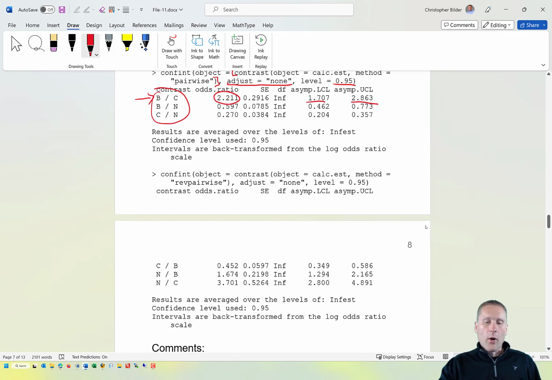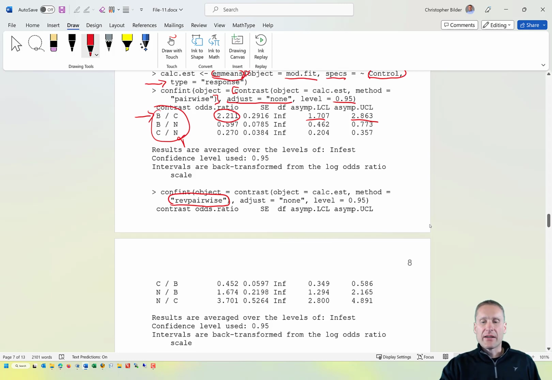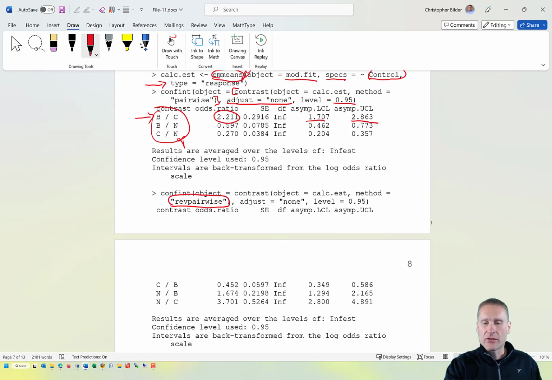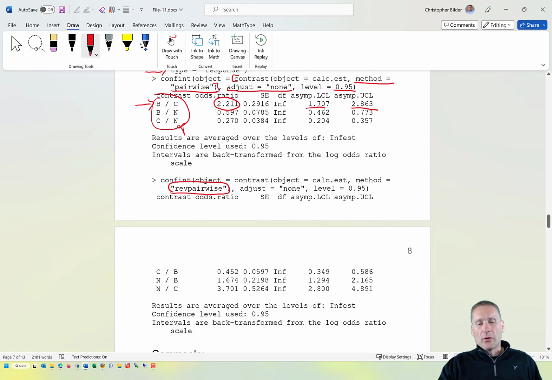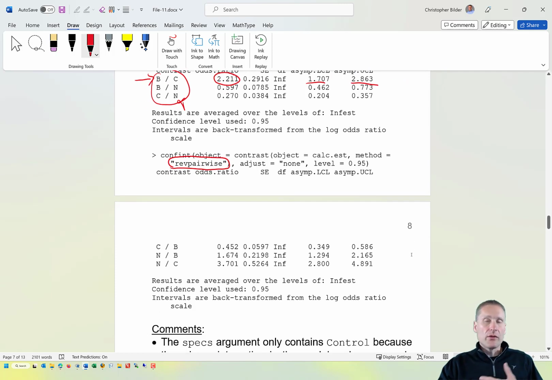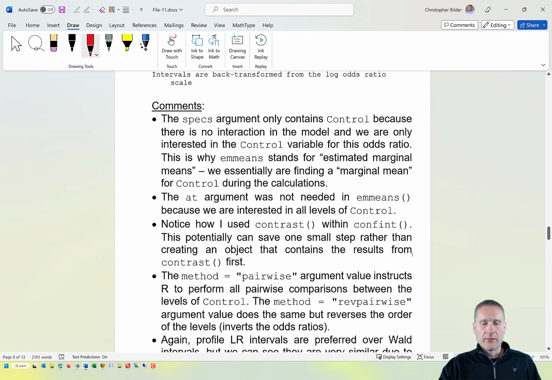Now, if one wanted to, let's say, invert the corresponding odds ratios, what one could do is use reverse pairwise as the method. I guess I should have mentioned this before. Notice method equal pairwise right there. That allowed me to do B versus C, B versus N, C versus N. To invert these odds ratios, I can use REV for reverse and then do pairwise. Okay.